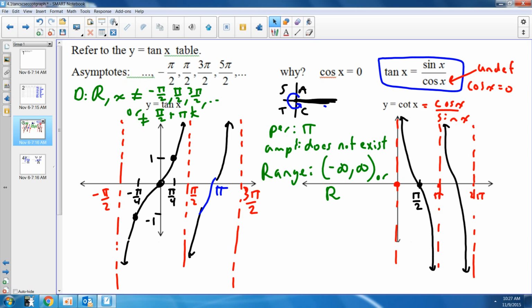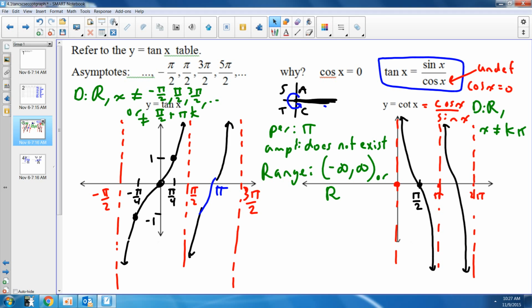Going back to this one, the cotangent. The domain. Domain will be all real numbers. X does not equal, well, this is just going to be 0, pi, 2 pi. So it'll just be k times pi. Or you could write it the other way.